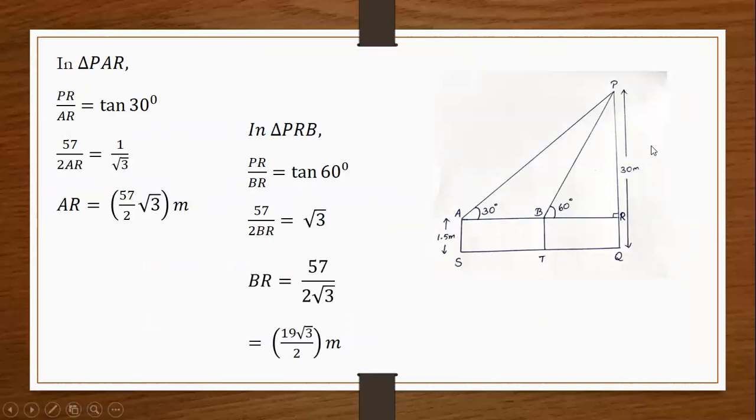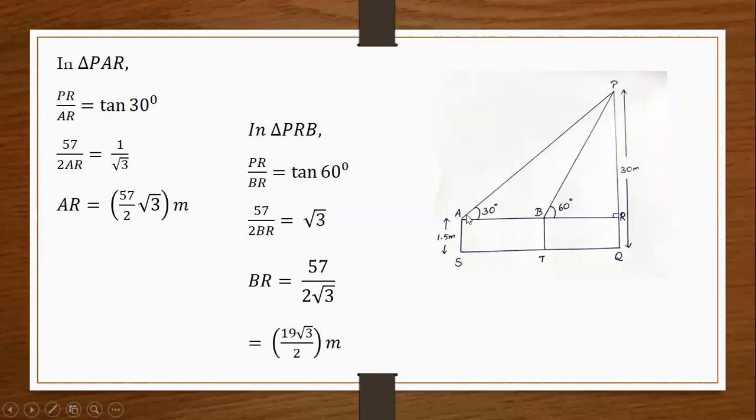Now in triangle PAR, we need to find AB, isn't it? The distance ST is what we have to find. So first, with the big triangle, we will find AR. Then with the small triangle, we will find BR.